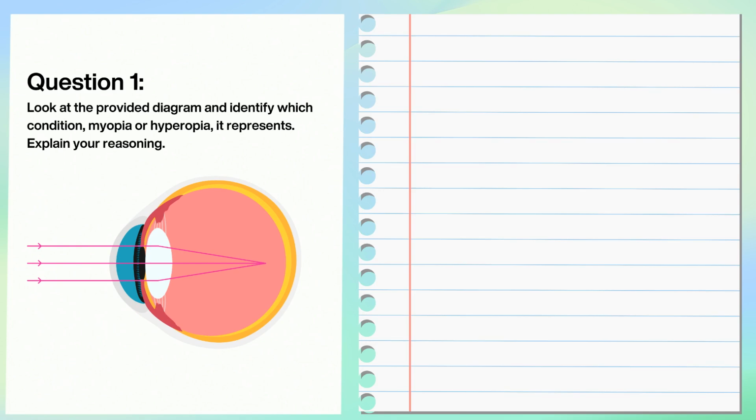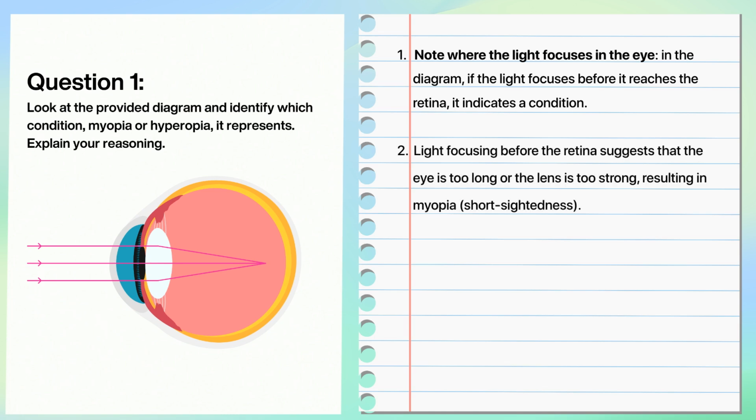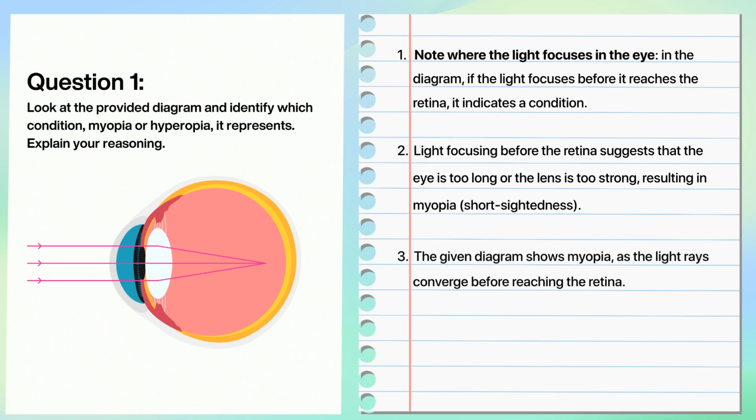Now, let's go through the answer. Firstly, note where the light focuses in the eye. In the diagram, if the light focuses before it reaches the retina, it indicates a condition. Light focusing before the retina suggests that the eye is too long or the lens is too strong, resulting in myopia, short-sightedness. The given diagram shows myopia as the light rays converge before reaching the retina.